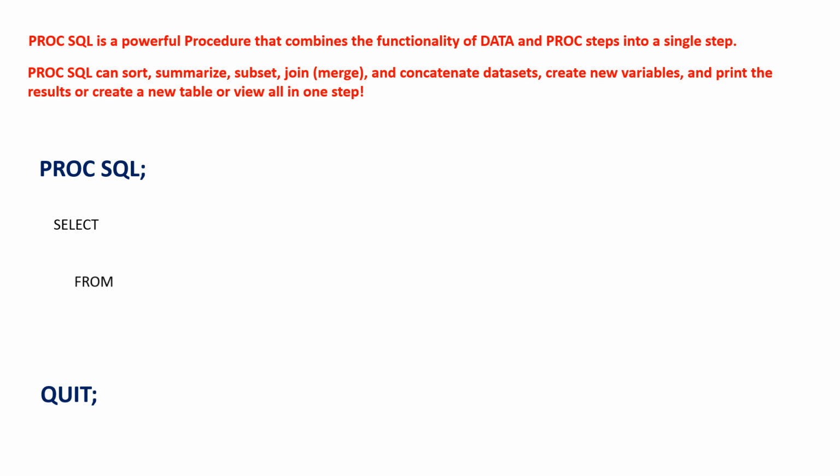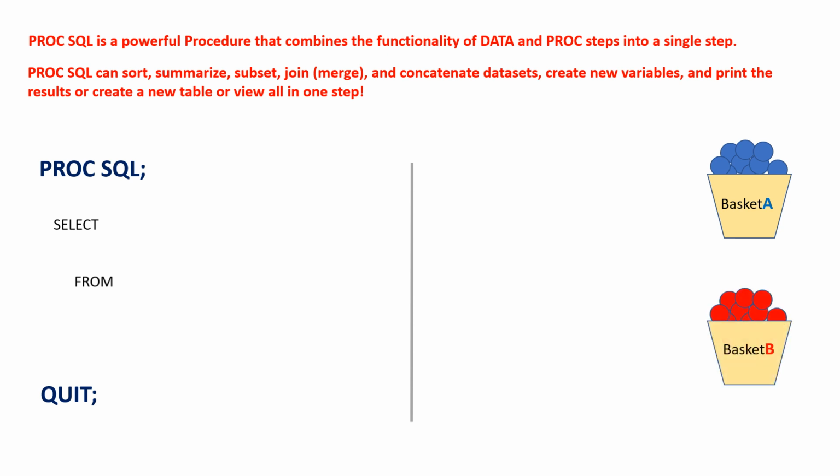To understand this, let's look at a quick story. For example, you have to play cricket, and for that you need a ball. To get the ball, you have two baskets. Basket A has all blue balls. Basket B has all red balls.